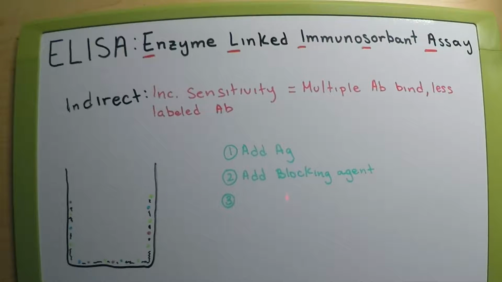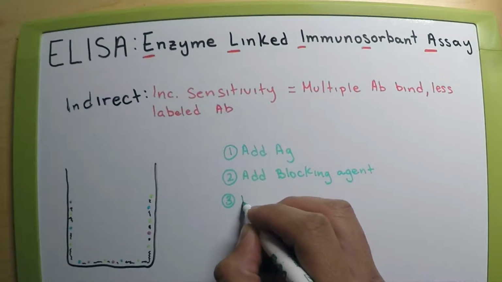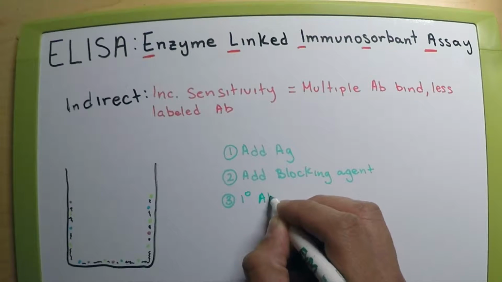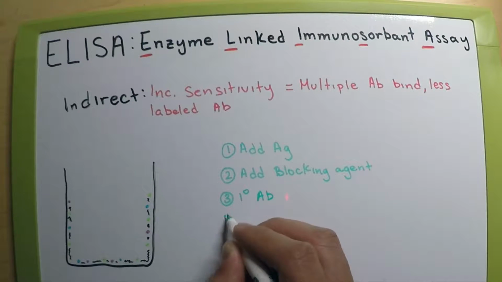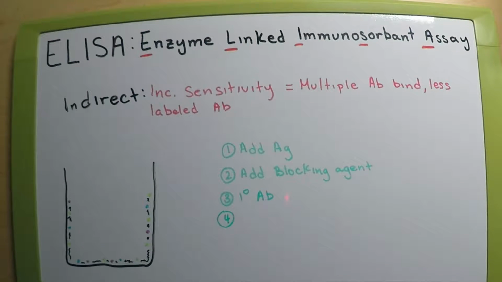As you can see, we've already gone through steps 1 and 2, which is adding the antigen, emptying out the wells, and adding the blocking agent. Here we're still going to be looking at those pink dots, but step 3 is going to be a little different, where we're going to first add in a primary antibody before adding in our secondary antibody.